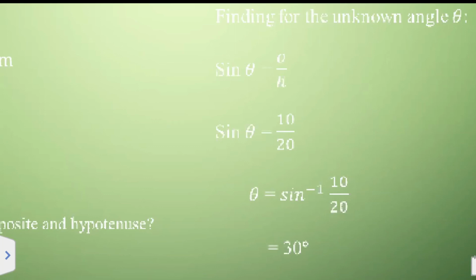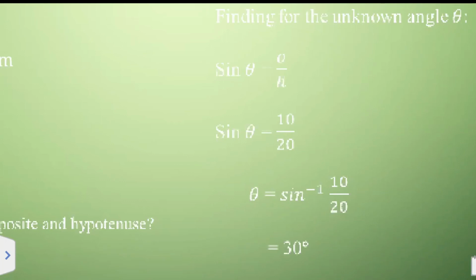So as I was saying, the sine of an angle is equal to the opposite side over the hypotenuse. So sine theta here would be equal to the opposite side, which is 10, over the hypotenuse, which we know is 20. Are you with me so far? Yes, Miss. Okay, thank you.